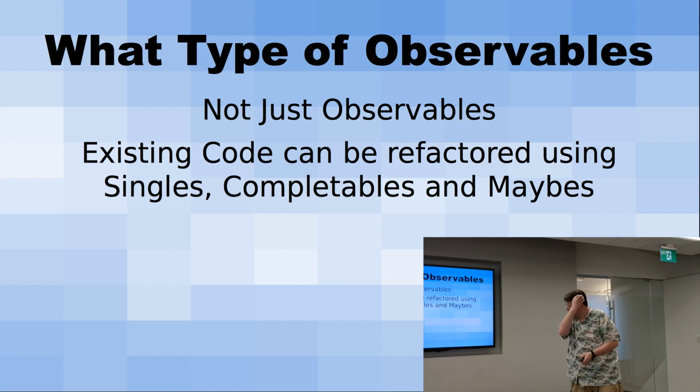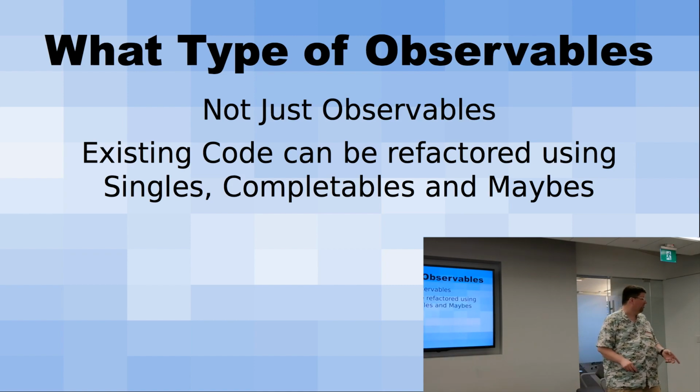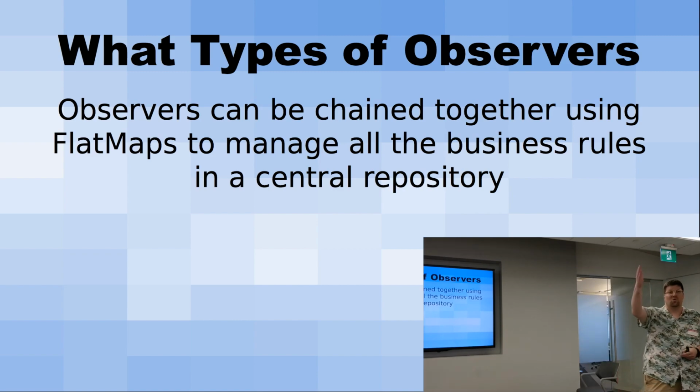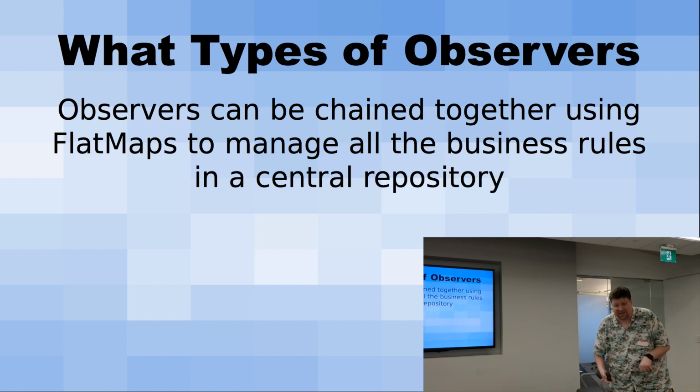When we think of RxJava or reactive code, we typically think of observers. But if you're refactoring your code, also remember we have other things such as singles, completables, and maybes to help us out. The other thing we consider with observers is it's not just an observer, we can chain them together. So instead of trying to figure out what calls what in all these chains, we can put everything in one little bit of code. Flat map is a great tool for helping to piece together your observables.